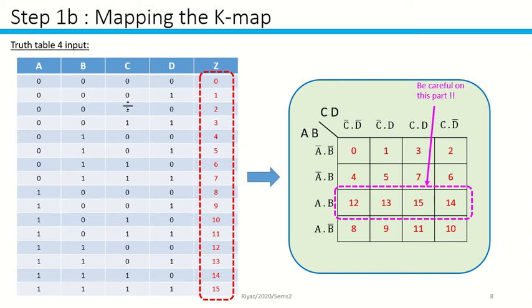Second one, 0, 0, 0, 1. So you're going to have A bar, B bar, C bar, and D is 1, so that's why you have 1 over here. So the arrangement is 0 1 2 3 4 5 6 7 8 9 10 11 12 13 14 and 15. So be careful on this side and also this side. The middle stage is quite a little different.